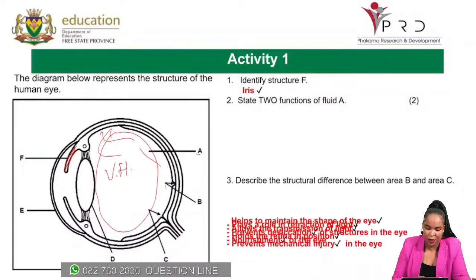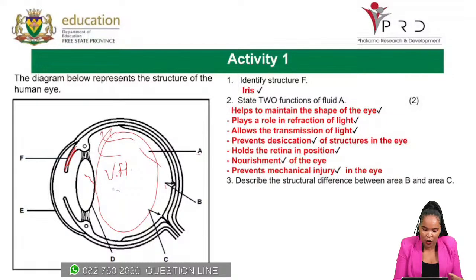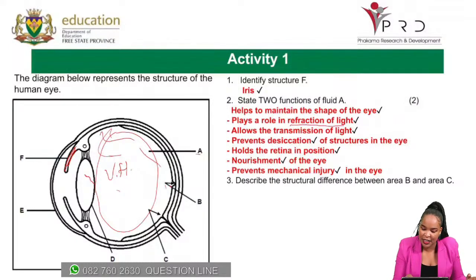Right. So what is the function of the vitreous humor? There are many functions. So you can choose any 2 from these. So 1, it helps to maintain the shape of the eye because it is fluid. So if you fill water in a plastic, then that plastic is going to take the shape of that water. That water is going to maintain the shape. I hope you understand. So it helps to maintain the shape of the eye and also plays a role in refraction of light. Because remember, this light needs to pass from the lens here to the retina. So it's going to pass through this fluid. So the function of the fluid is also to refract that light.